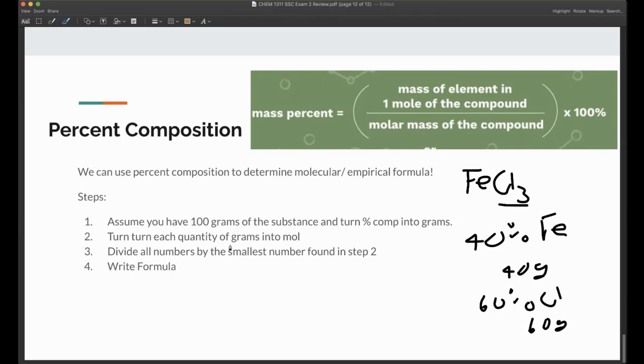The next step is that you turn each quantity of grams into moles. So you would just divide by the number you find in the periodic table for these elements. And then the third step is you divide all the numbers by the smallest number found in step 2. Sometimes when you do this problem, you'll get around a half number, like say 3.5. So what you want to do is turn it into a fraction and then multiply it by the denominator so that the fraction is not a fraction anymore. We'll get into more detail when we do the practice problems. And then next you just write the formula.